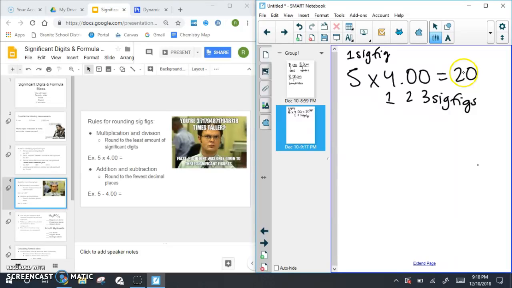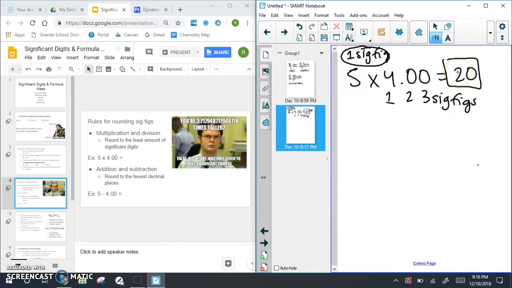But our answer can only be as accurate as our least accurate thing. So find whichever one was the smallest. In this case, 5 was our smallest one. It only has 1 sig fig, meaning our answer can only have 1. So this we actually would not do anything about, because this 0 is just a placeholder. This would not be counted as significant unless we put a decimal point after it.